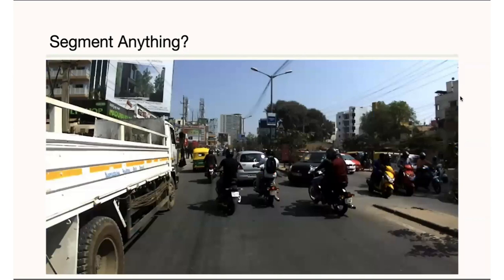And how about this scene from the Indian Driving Dataset? Here too, it does well on certain objects, but not so well on other things. It ends up detecting some spurious masks for things that aren't really an object in itself.